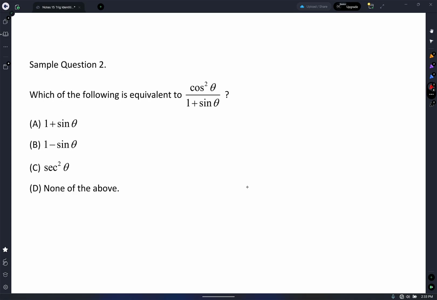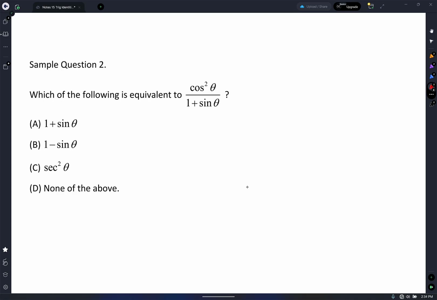All right, here we go. Ready, guys? Focus, guys. Focus. So at first glance, you're looking at it and you're like, cosine squared over 1 plus sine theta. How do I do this? Here's what you should tell yourself. There are other ways. You could multiply this by 1 minus sine over 1 minus sine, the conjugate. You could, but maybe that's easier for you guys.